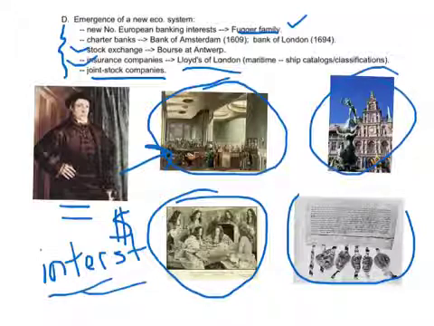So Lloyd's of London would insure these ventures, so the investors, like stockholders or the Fugger family or whatever, would not lose their money. So Lloyd's of London would be very important. So insurance companies are established during this time period.